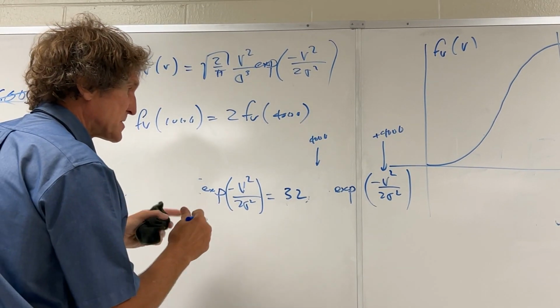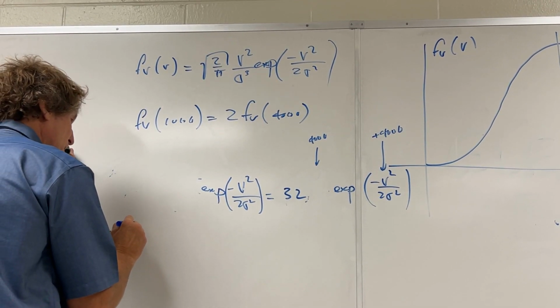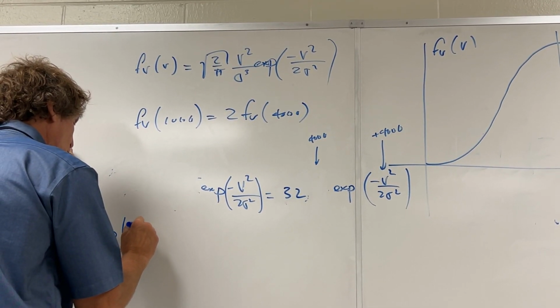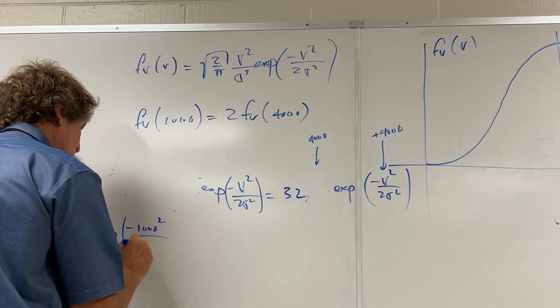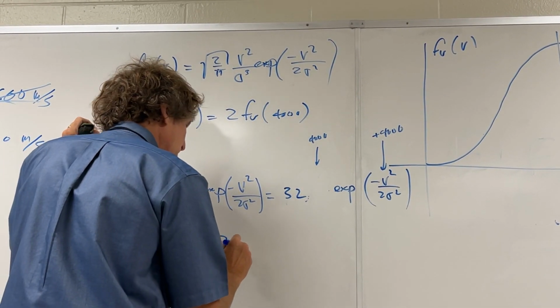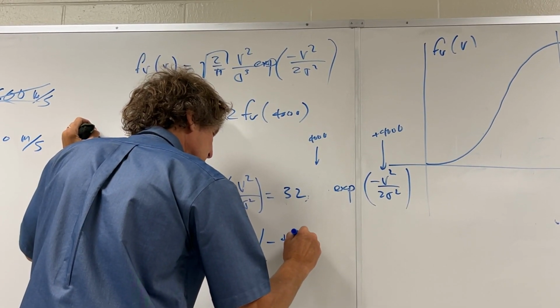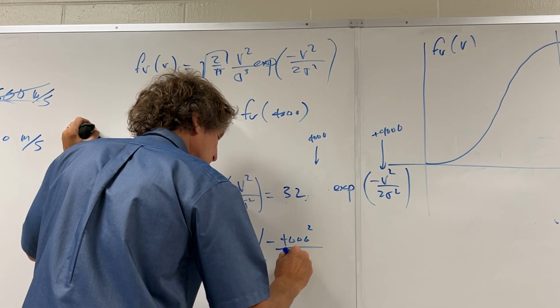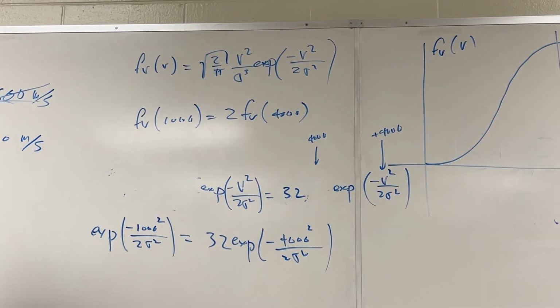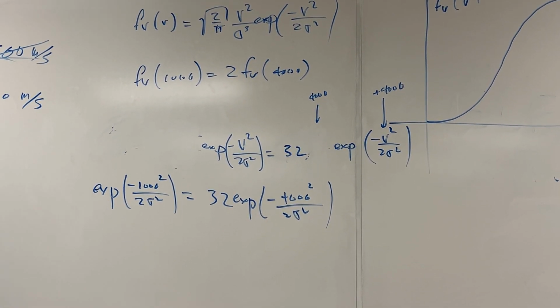Actually what I'm going to do is put it in first. exp, I've learned my lesson on this one. To the minus 1,000 squared over 2 sigma squared is equal to 32 exp to the minus 4,000 squared over 2 sigma squared. Y'all with me? Just modifying it. This is the most probable. This is how we get sigma. This is sigma. With me?